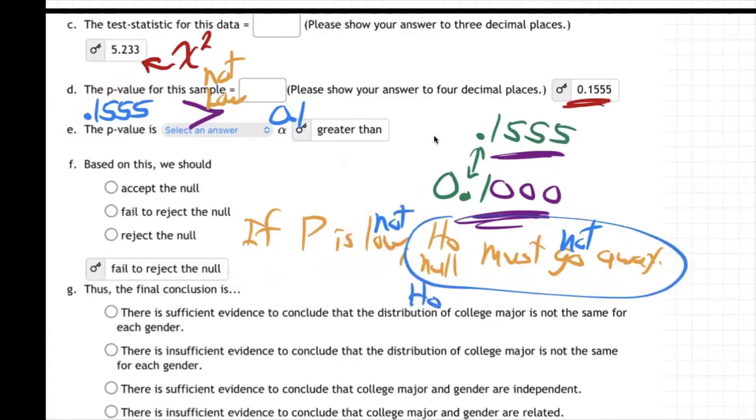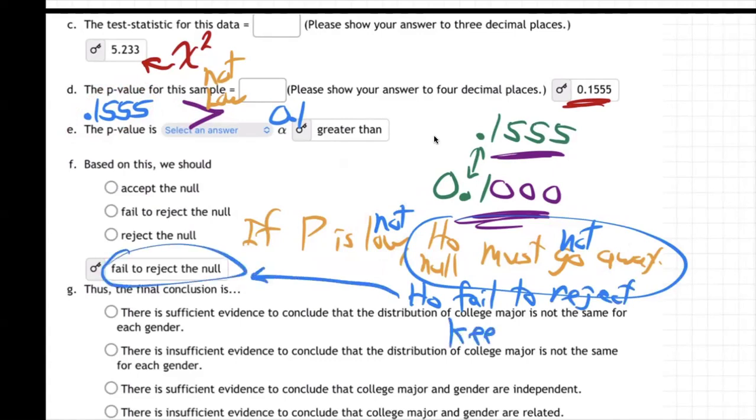So the H0, we fail to reject, which is what it says right there. Fail to reject the null. We're going to keep the null, aren't we? Right? Because if the P is low, the null must go. But if P is not low, our P is greater, then the null must not go away. We must not reject, fail to reject the null, keep the null. We're not rejecting it, we're keeping the null.